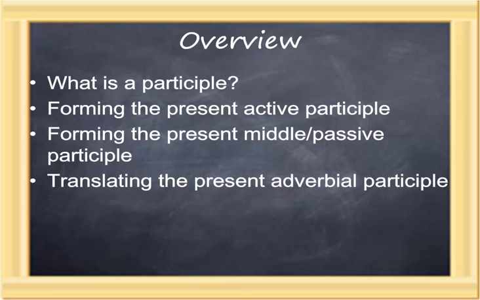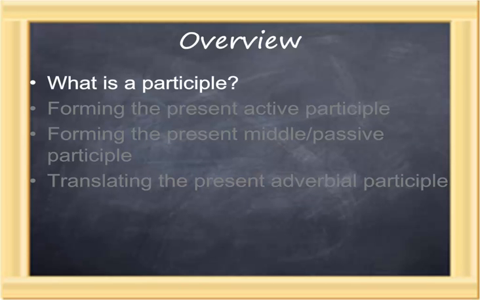Over the next several chapters, we will be discussing the participial mood of the Greek verb. We'll start today by asking what is a participle in English and noting how similarly participles function in Greek. Then we'll talk about the formation of the present active participle and the present middle passive participle. And we'll end by talking about the translation of the present adverbial participle. That's where we're headed today.